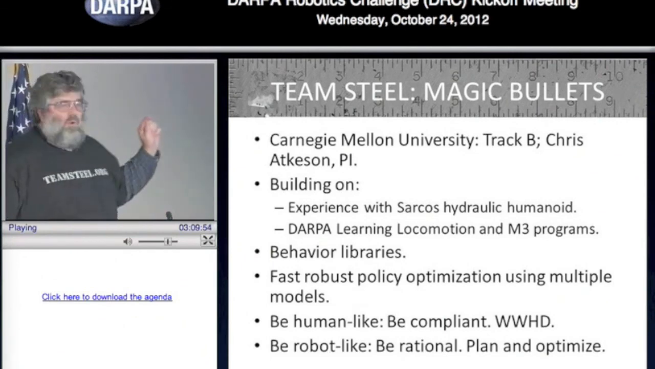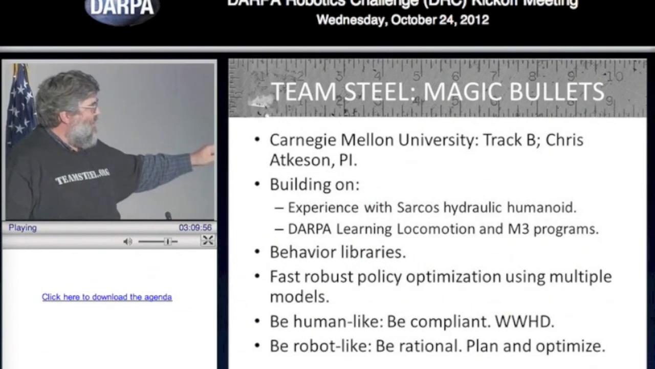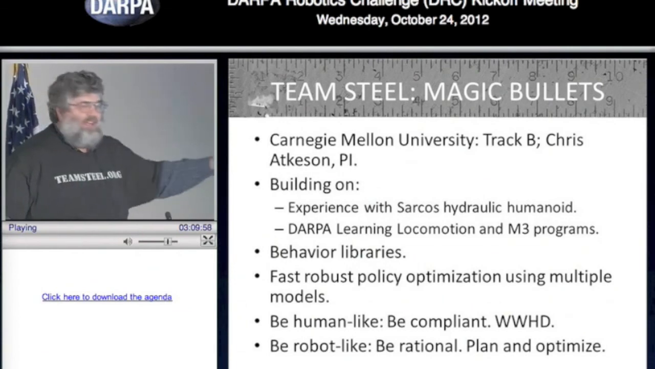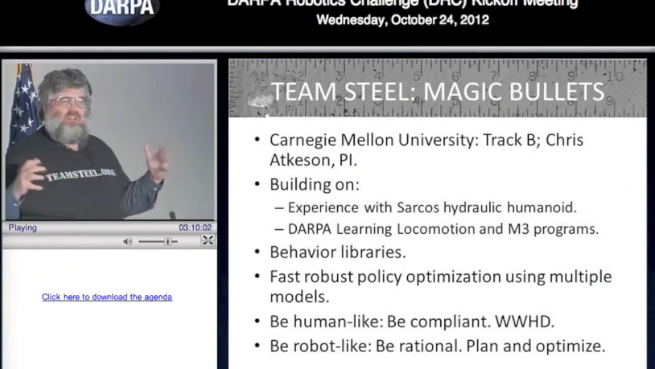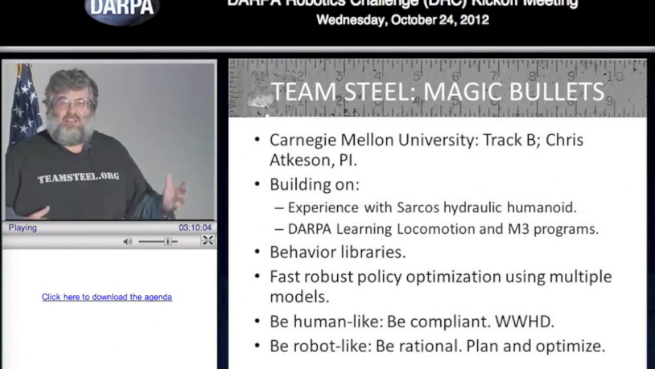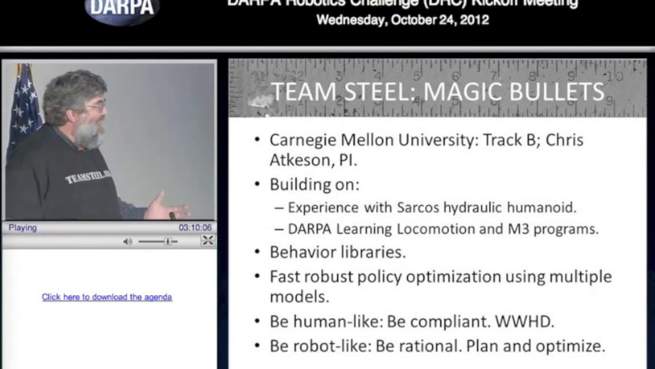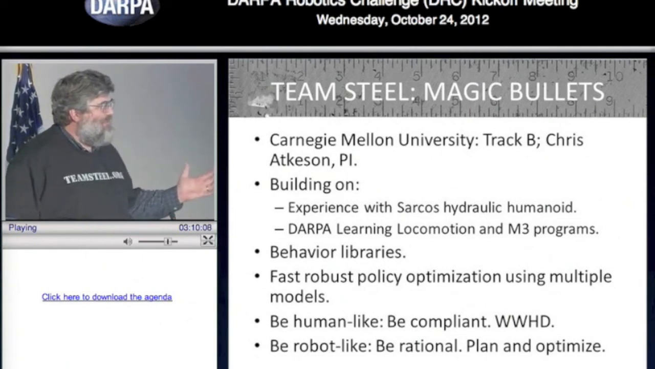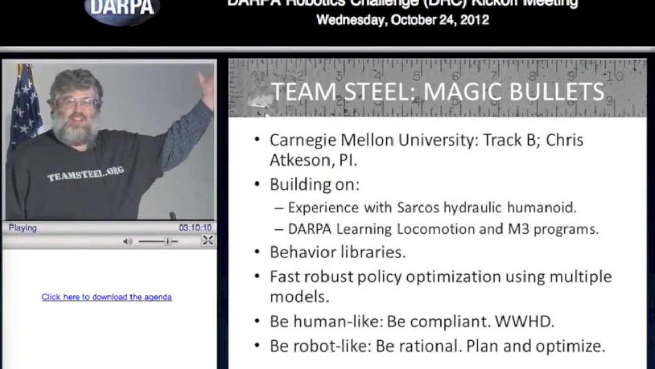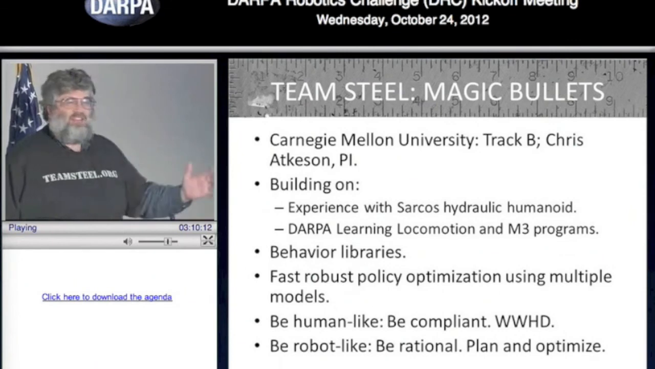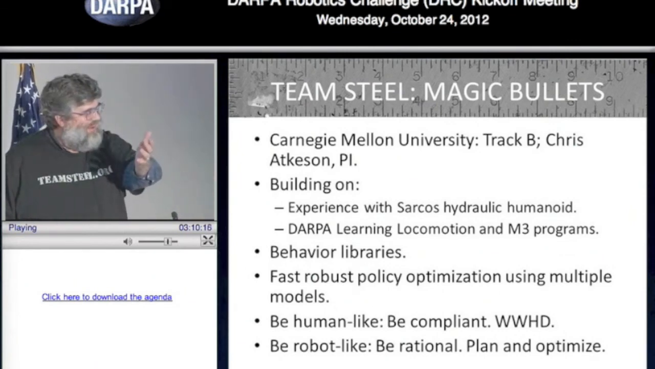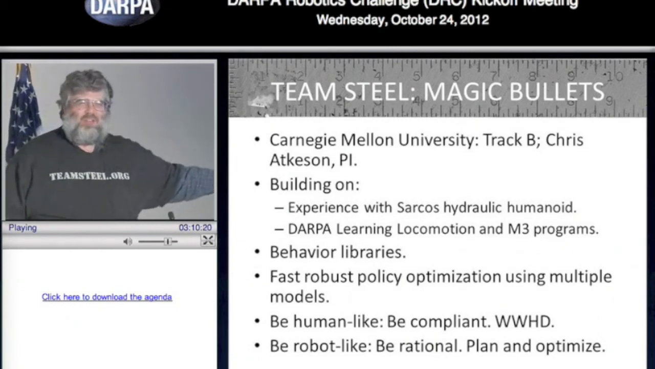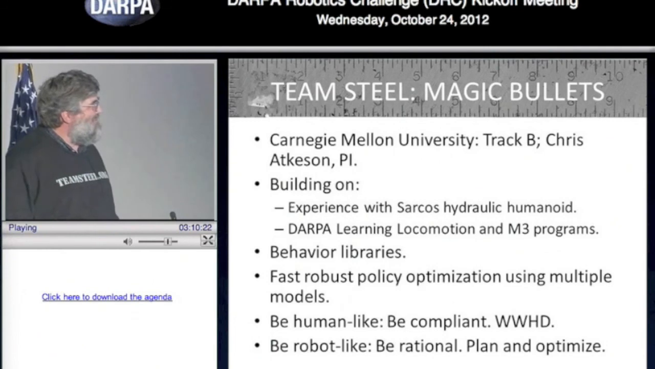Okay. When that fails, we're going to be robot-like. And what does that mean? We're going to be super logical, like Spock, and we're going to use optimization algorithms to figure out what to do. I'm very pleased there's a University of Washington team that's doing optimization. There's another team with an optimization expert, Strick, from Germany. So we're going to have some competition on this optimization front.